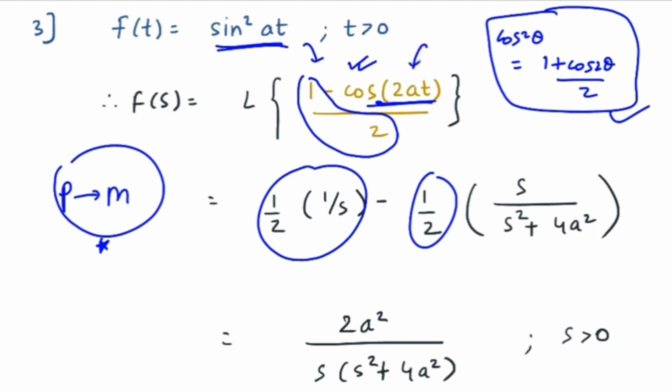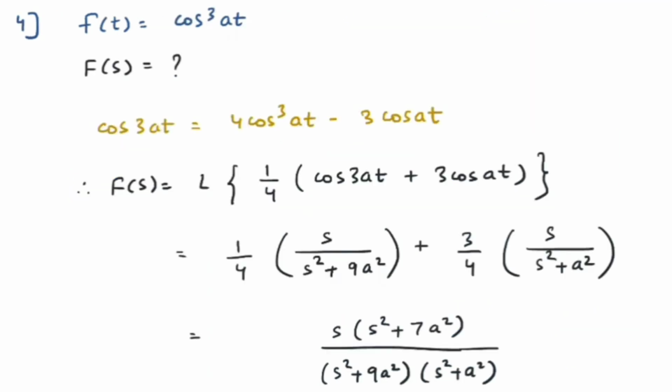So what is the value of omega here? Omega is 2a, so the whole square would be 4a square. That's it. Do the simplification and you will get the final answer, with s greater than 0 because our t was greater than 0. In the previous question, we saw the function sine square at. Now the question is, what if I have cos cube at?